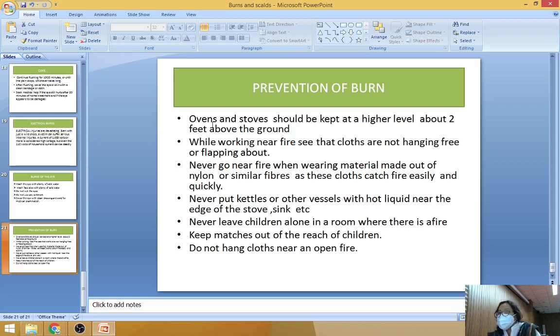These are all very common things, we know. Never put kettles or other vessels with hot liquid near the edge of the stove or sink, etc. Never leave children alone in a room where there is a fire. Keep matches out of the reach of children. Do not hang cloths near the open fire.